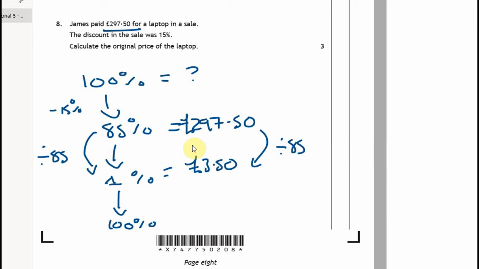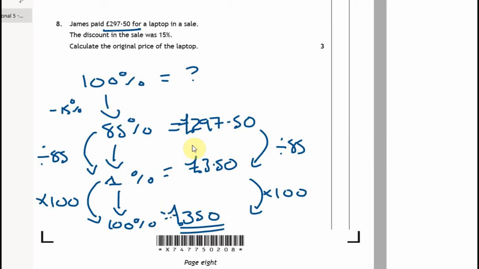Okay, I'm just going to do 2 decimal places for money. So that's 1%. How do I get up to 100%? Well, from 1 to 100, I've got to times by 100. Just do the same again on this side. Times by 100. So that's going to give me £350. Sounds easy enough, doesn't it?